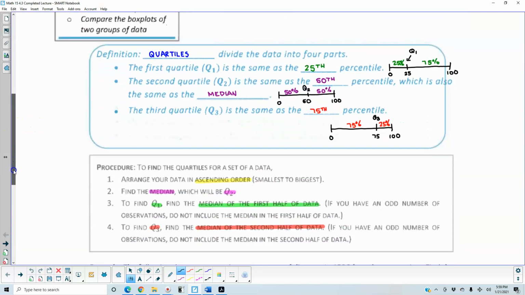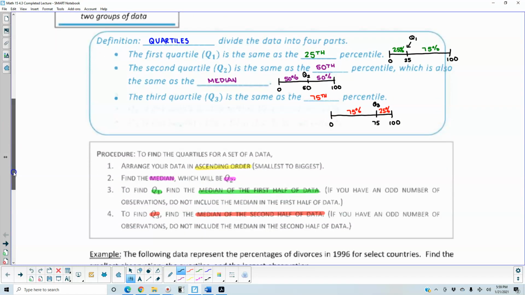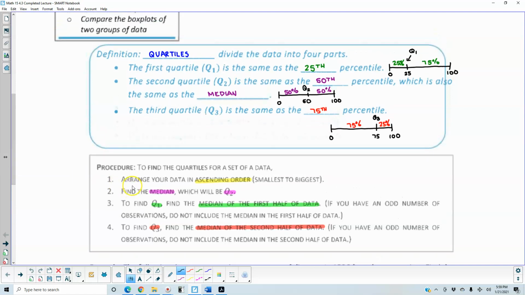Now the procedure to find the quartiles for a set of data. Number 1, you have to arrange your data in ascending order, going from smallest to largest. Then you're going to find the median, which will be Q2, quartile 2. To find quartile 1, you want to find the median of the first half of the data. If you have an odd number of observations, do not include the median in the first half of the data.